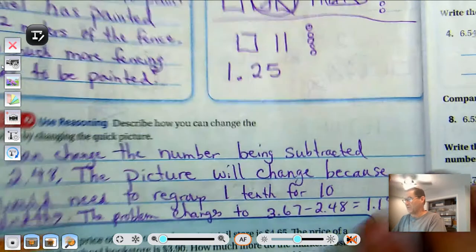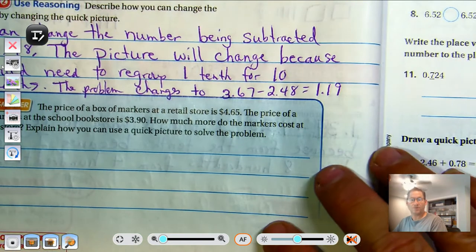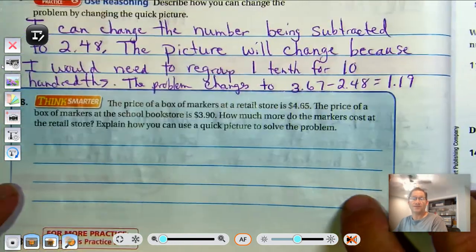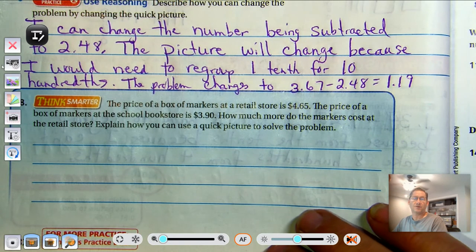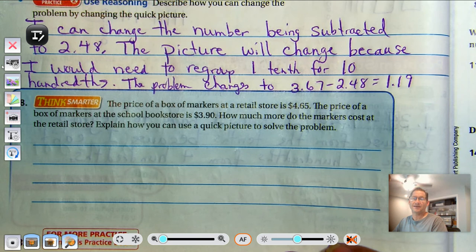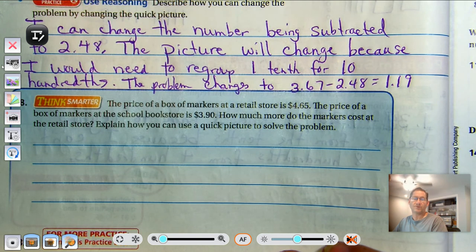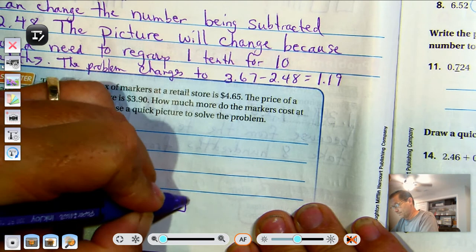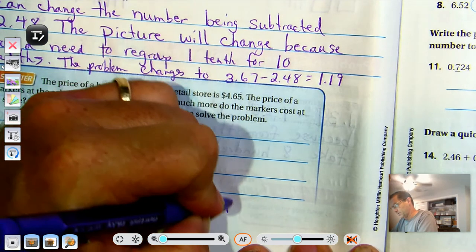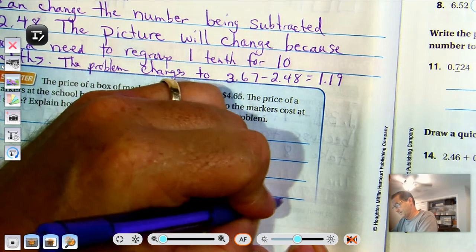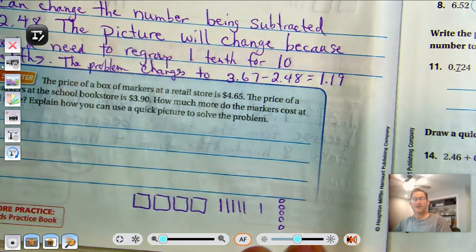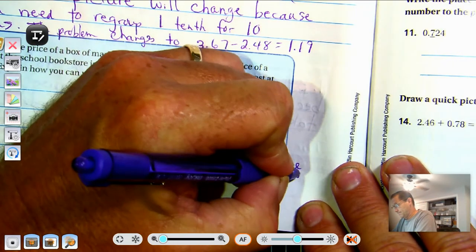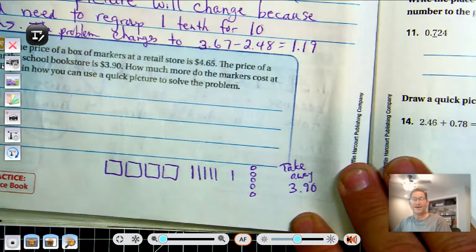All right, and the price of a box of markers, number 8. The price of a box of markers at a retail store is $4.65. The price of a box of markers at the school bookstore is $3.90. How much more do the markers cost at the retail store? Explain how you can use a quick picture to solve the problem. All right, so we're going to have 4 and 65/100ths. 1, 2, 3, 4, 5, 6/10ths, and 5/100ths. And we have to take away 3.90.